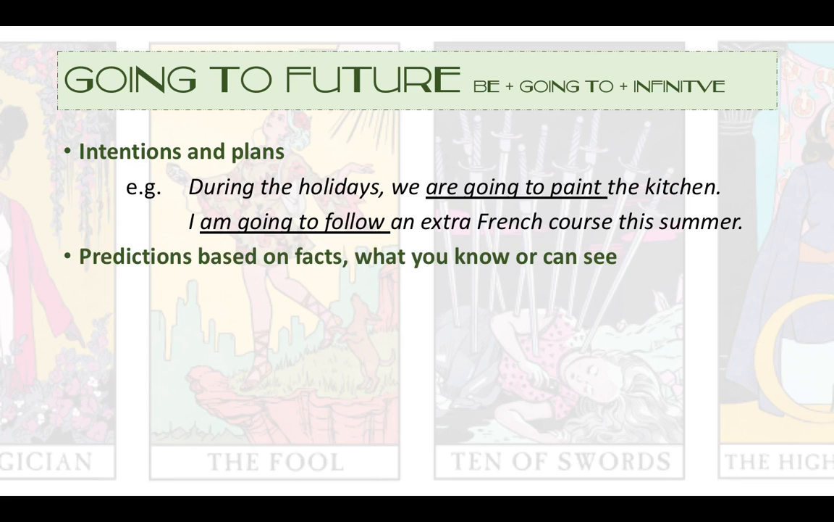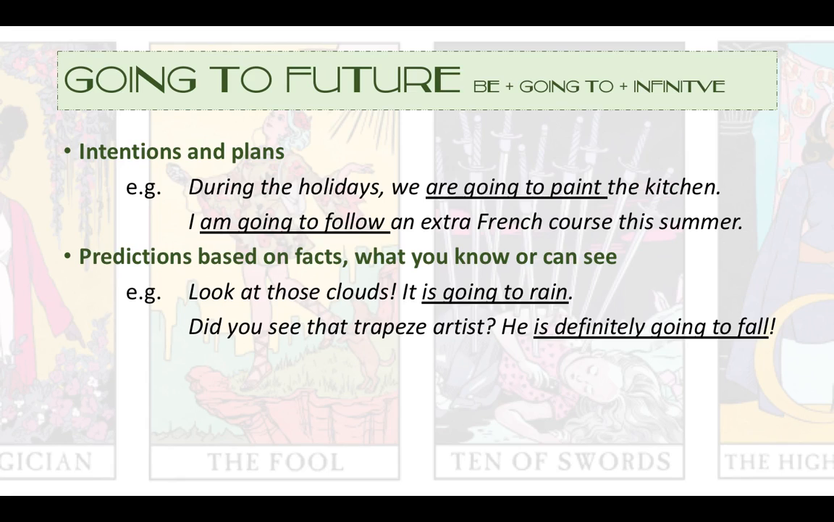A second rule for the going to future, again, deals with predictions. But these predictions are, however, a little bit different from the simple future predictions. For the going to future, you actually base yourself upon facts, upon evidence, or things that you can see. So your prediction in the going to future is a little bit more certain than the simple future version. For example, look at those clouds.